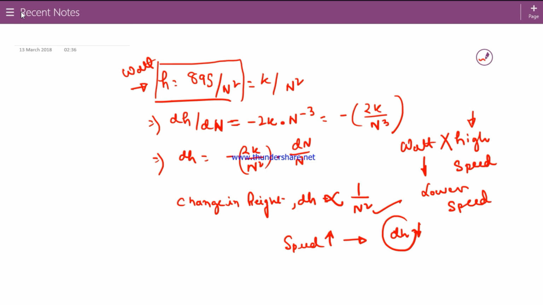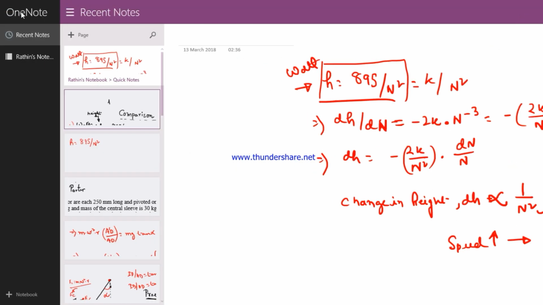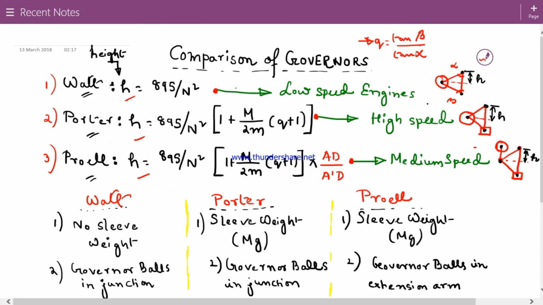So going back to our slide where we are comparing the three governors, that's why we have written that the Watt governor can be used for low speed engines. In this case, if we change the ratio of M by small m, we can control the speed, meaning by putting a weight on the sleeve.